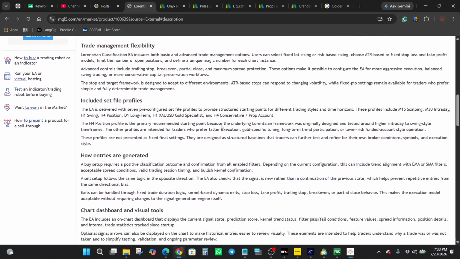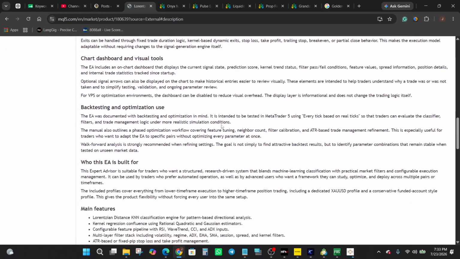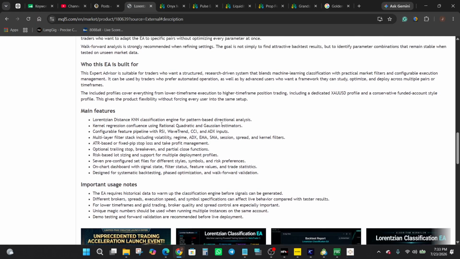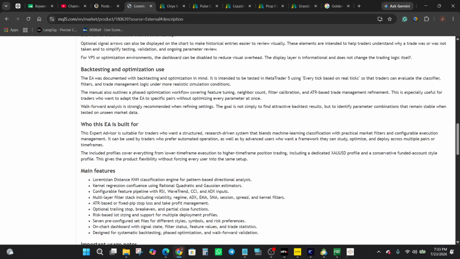So now moving down to the inputs and trade controls. The EA offers a layered filter stack to manage trade quality. It includes a volatility filter to pause trading during abnormal spikes, a regime filter to distinguish ranging from trending conditions, along with EMA, SMA, ADX session, and spread filters. Now from a risk perspective, this multi-filter setup is designed to prevent the machine learning model from taking signals during choppy or unfavorable market conditions.